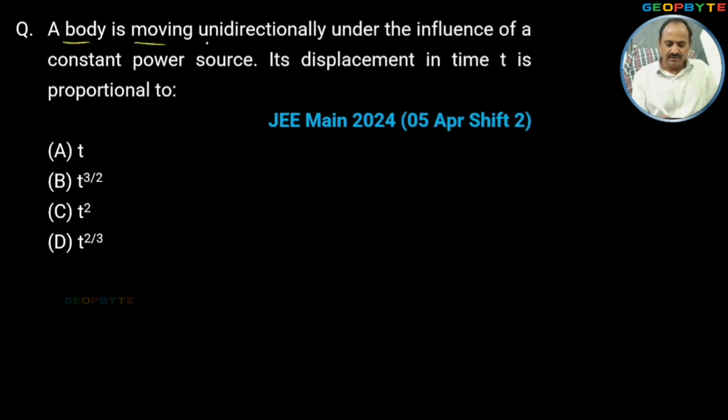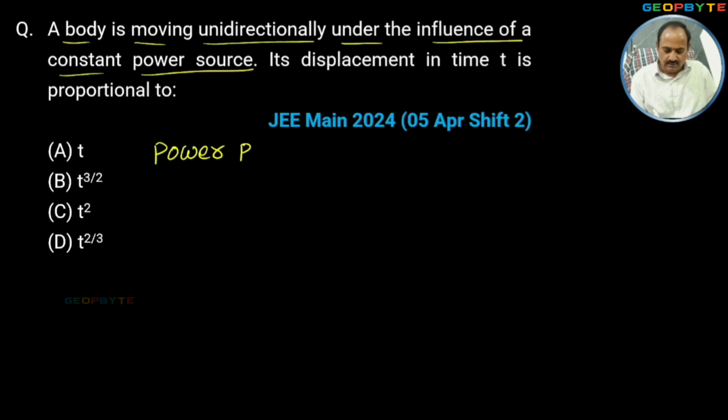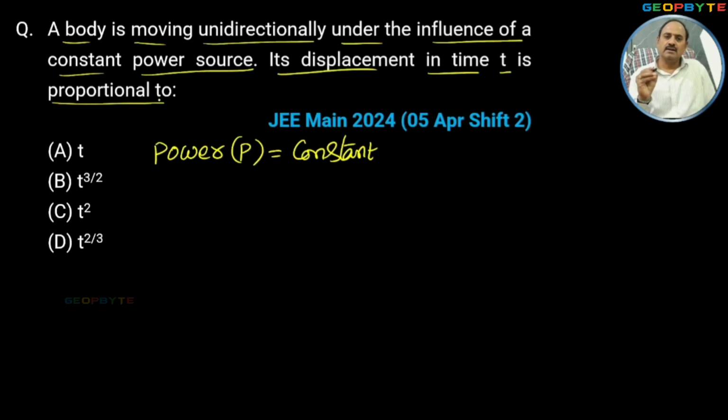A body is moving unidirectionally under the influence of a constant power source. That means the power which is transmitting from source to body remains the same. Let me write that point. Power transmission P remains constant. Its displacement in time t is proportional to what? So how is the displacement depending on the time? Okay. That is the question.